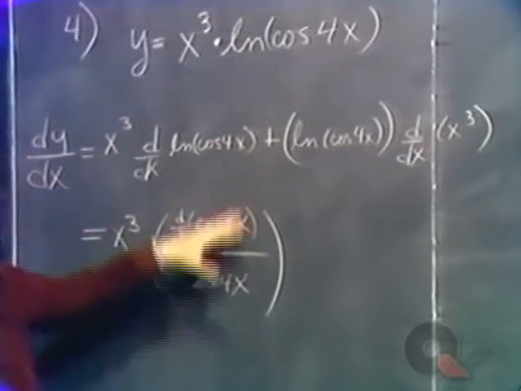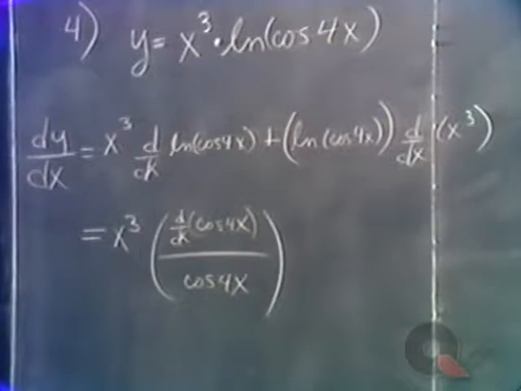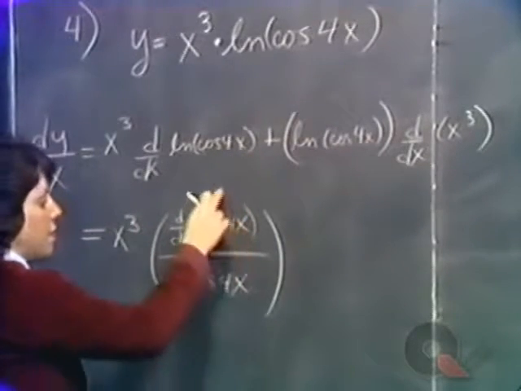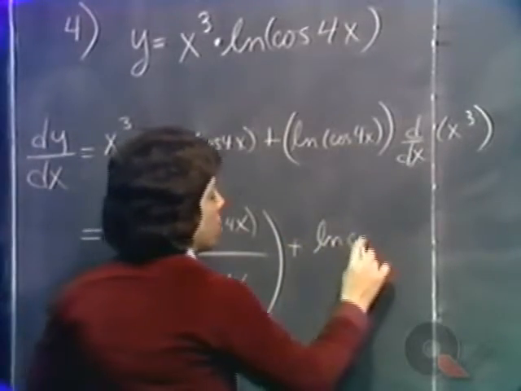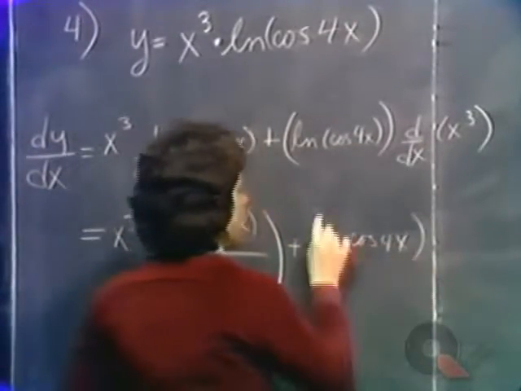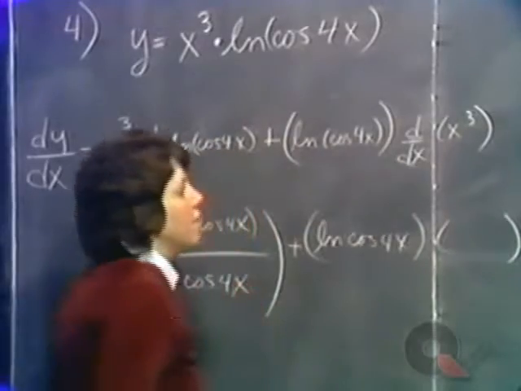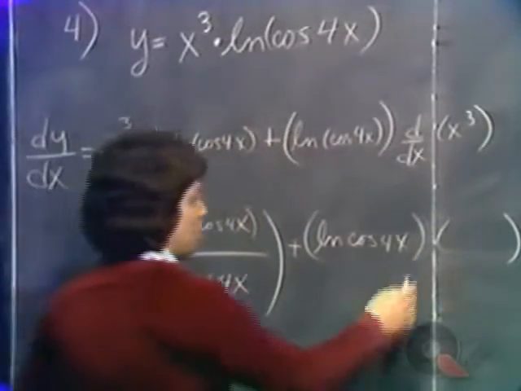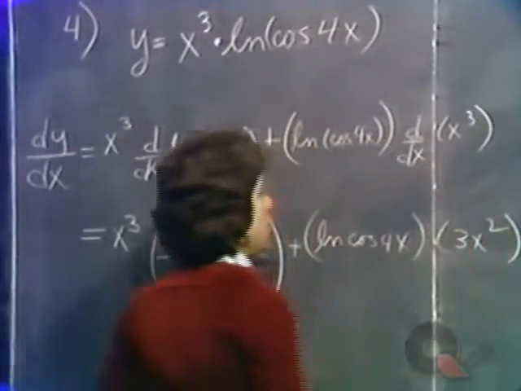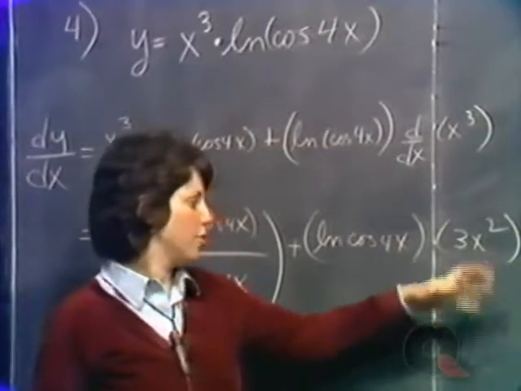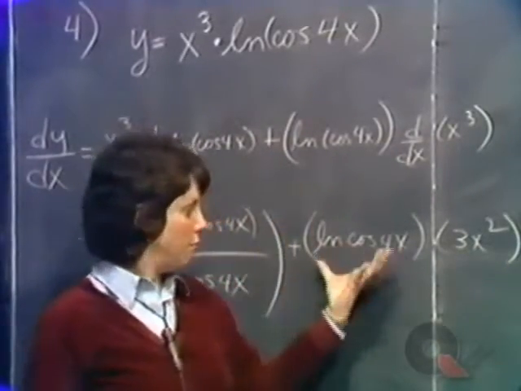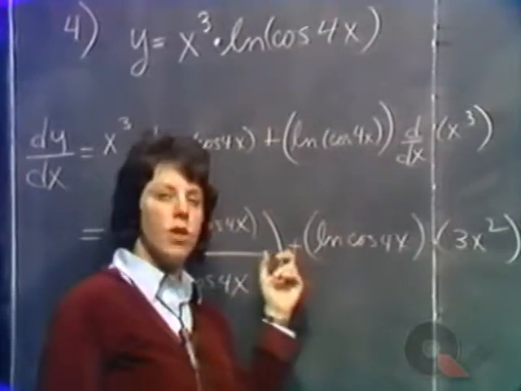Log does not appear in here now. Derivative of log of something, derivative of the something over the something without the log. Plus now log of cosine 4x times the derivative of x cubed with respect to x, which of course is just 3x squared. Okay, and don't think that you can just multiply the 4x times the 3x squared. This has to either be written, both of these with parentheses, or you can move the 3x squared out in front.